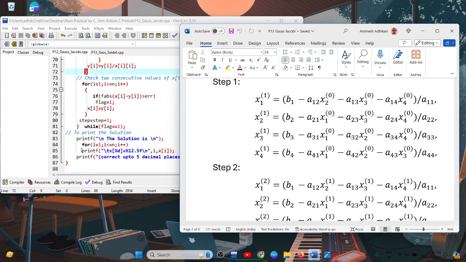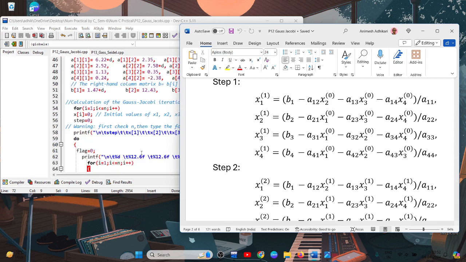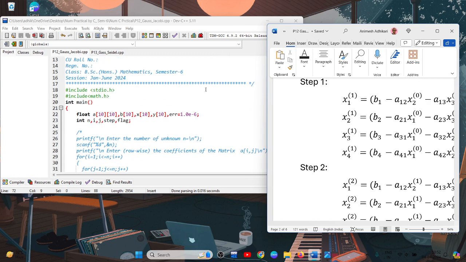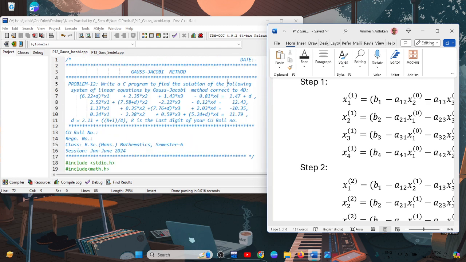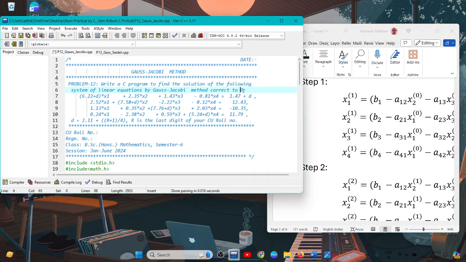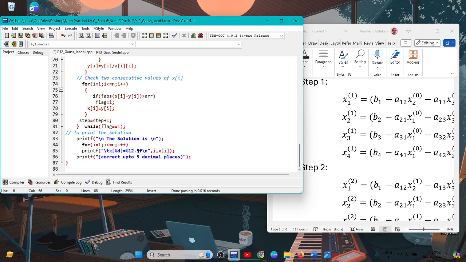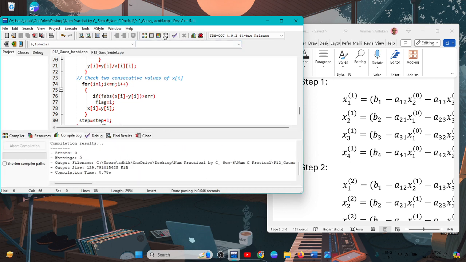Now print the solution with a for loop. The format is x percentage 12.5, because up to four decimal places is needed in this question, though you can write 5 and go up to five decimal places. So the format is 12.5, up to 5 decimal places. Save this C program, then compile and run it.